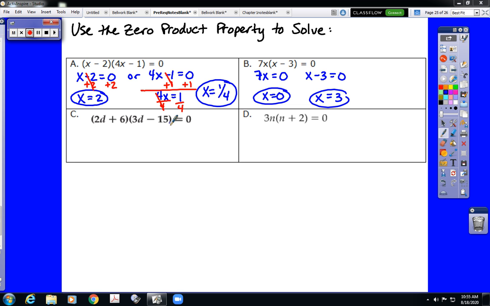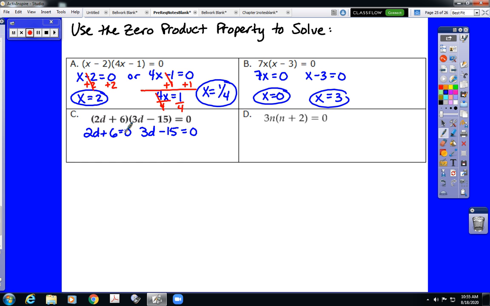Okay, continuing on where we left off before, we're talking about zero product property again. If two numbers are being multiplied together to equal 0, one of those two numbers must equal 0. So we have 2d plus 6 and 3d minus 15 being multiplied together to equal 0. That again means that one of those two things must equal 0. So one of these two equations has to be true.